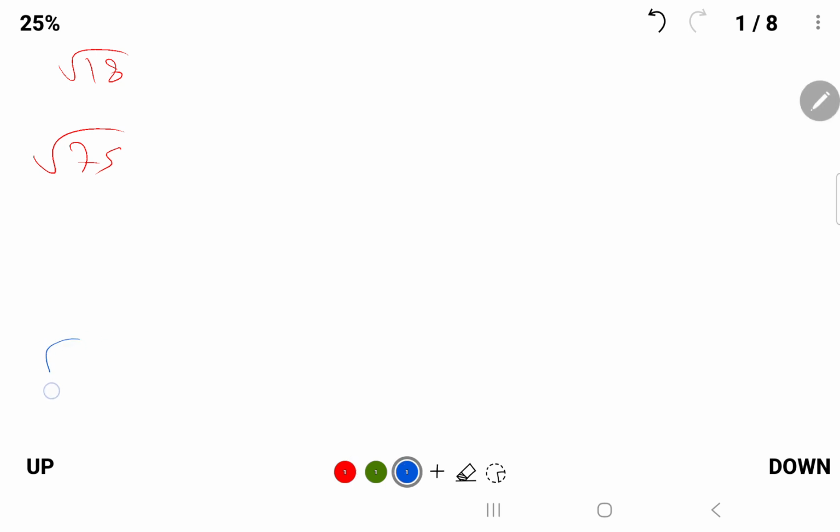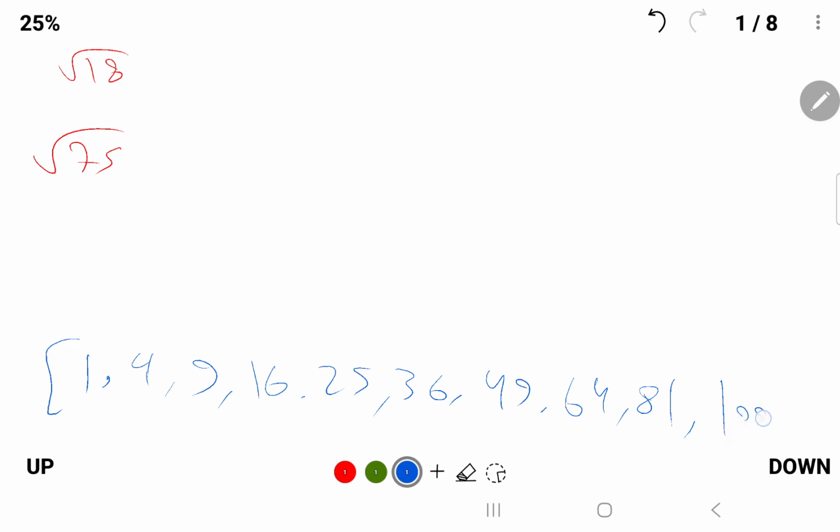Now we have 1 is a perfect square because 1 times 1 is equal to 1. 4 is a perfect square because 2 times 2 is equal to 4. 9, because 3 times 3 is equal to 9. And we have 4 times 4 is equal to 16. 5 times 5 is 25. 6 times 6 is equal to 36. 7 times 7 is 49. And 8 times 8 is equal to 64. 9 times 9 is equal to 81. 10 times 10 is equal to 100.